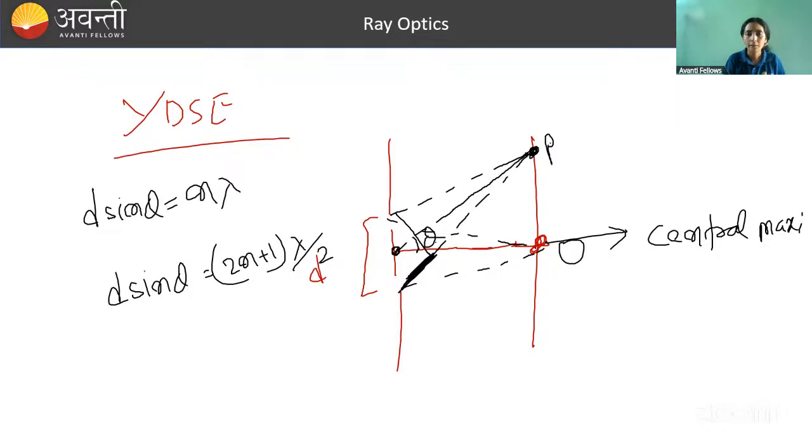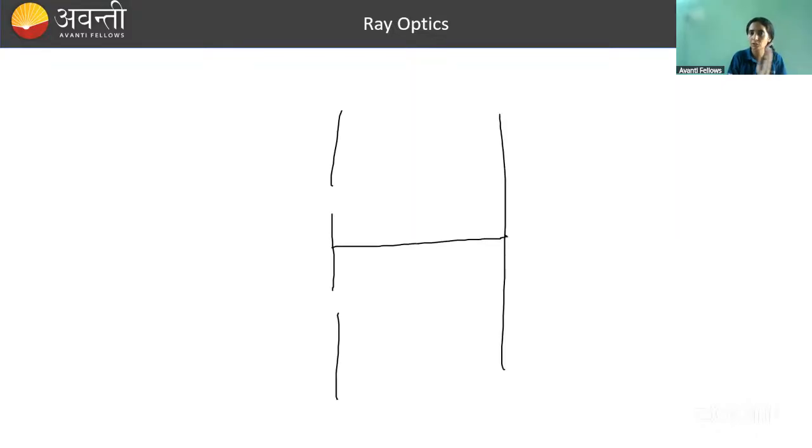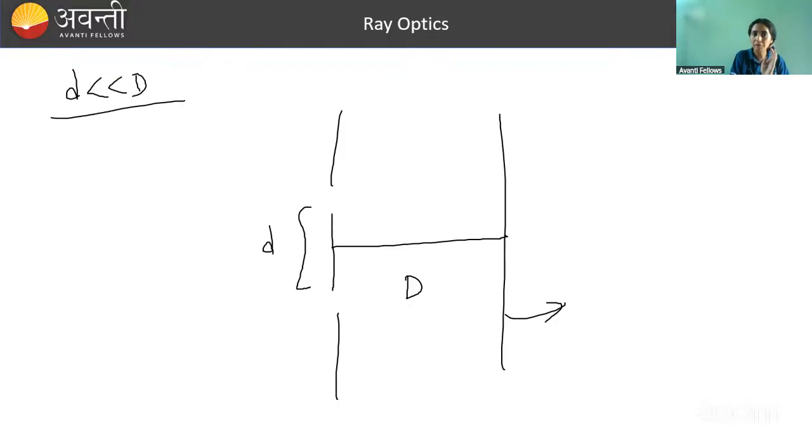Okay. Now there is another approximation which you have to remember. The approximation is that here the distance of a screen, this is the screen on which you are getting the interference pattern, and this is the slit separation line, right? If the distance between these two is capital D, and this distance I have already told you is small d, and if small d is far less than capital D, everywhere theta will be small, very small.